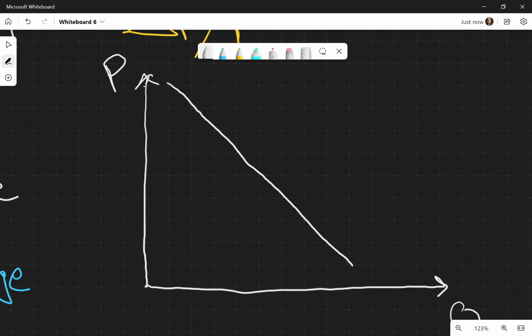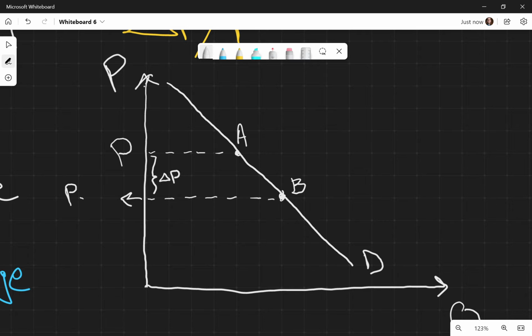So we have some demand curve, and we have some point A, and we have some point B. So we're trying to find the elasticity between point A and point B. So if we label this P, then since this distance is my change in P, that means that this point right here is P minus my change in P.